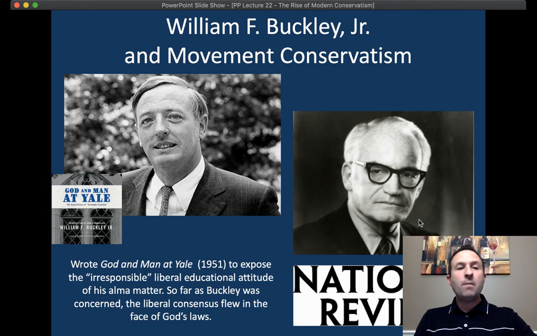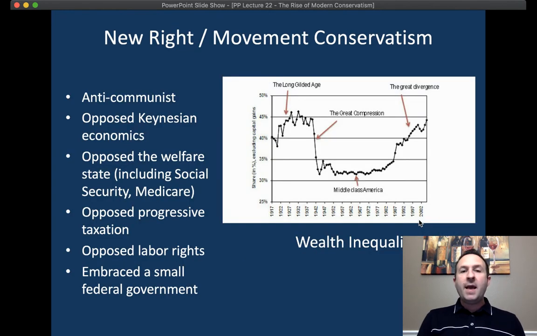And so what did they actually embrace? What was the basis of their platform, like any good political party? They believed in things like they were anti-communist. Okay, that makes sense. However, they opposed Keynesian economics, this idea that the government should spend your way out of things. They believed the market should self-correct. Sound familiar? They opposed the welfare state, including Social Security and later Medicare and Medicaid.